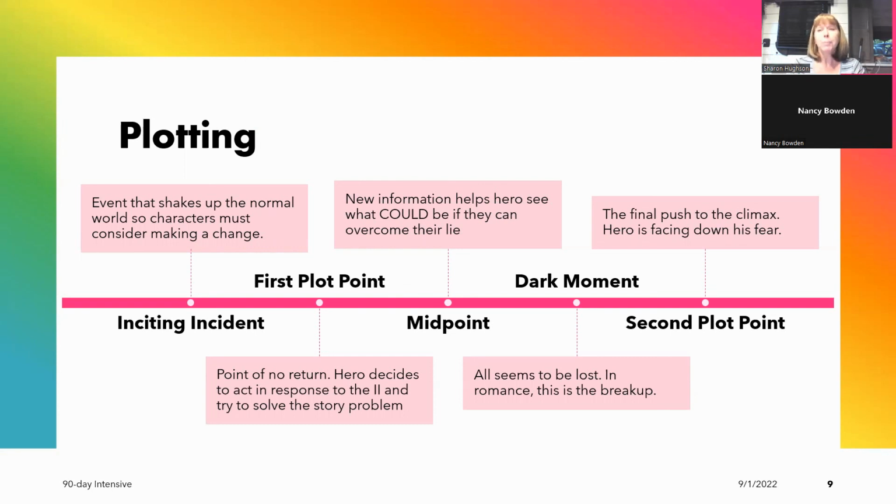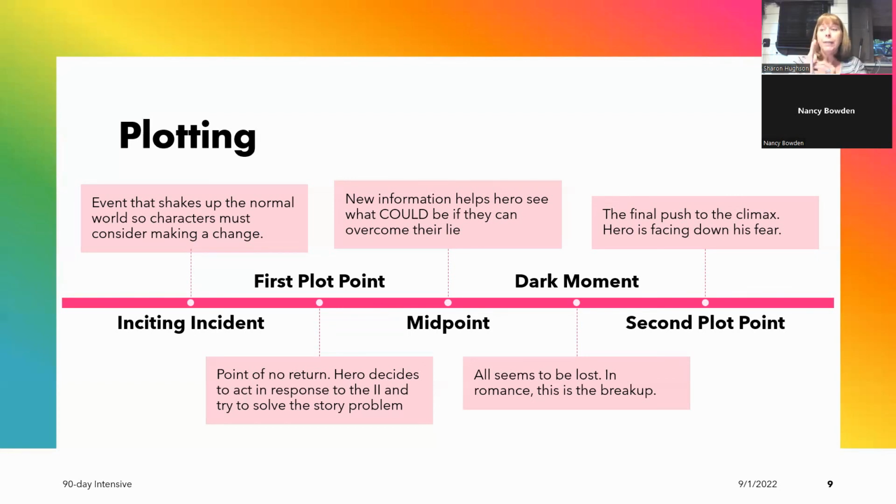Okay, now the first plot point, Larry Brooks likes to describe it as a point of no return, and I will show you the 2 major books that I use for plotting structure when I talk about the first plot point later on, because one of the lessons will be on this first plot point. But it's like a doorway. Your character is going to step through it when they decide to act in response to the inciting incident, okay, and try to solve the story problem. So that is the first plot point.